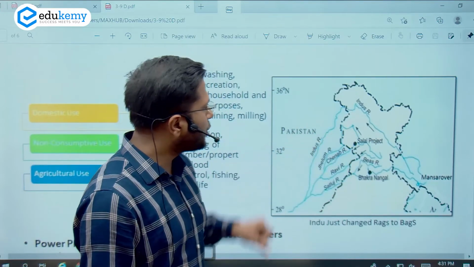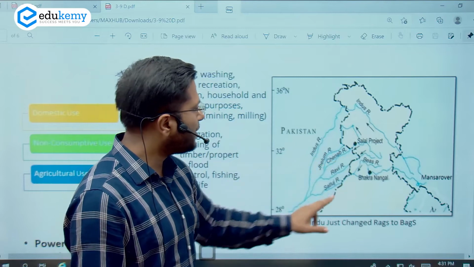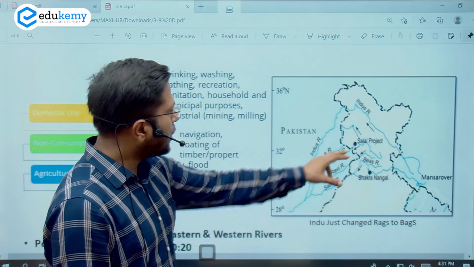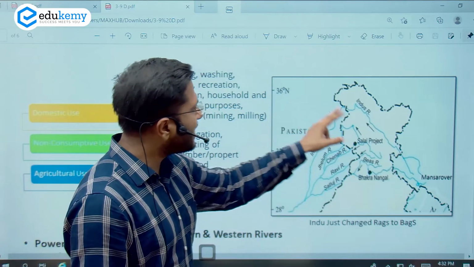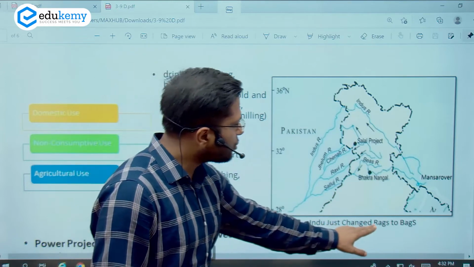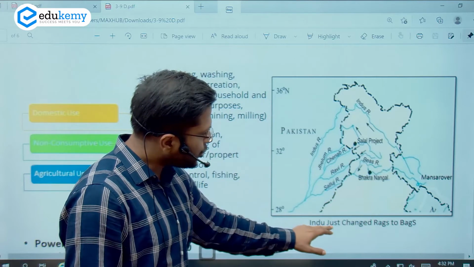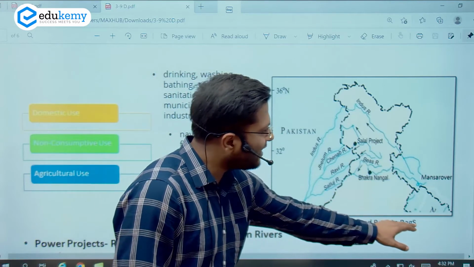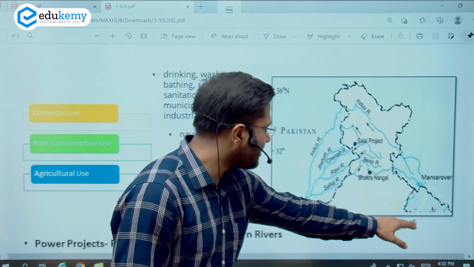Some left bank tributaries as well, which are Jhelum, Chenab, Ravi, Beas and Satluj. Before moving ahead, a quick way to remember the left bank tributaries and the river itself is through this mnemonic. Indus, just change rags to bags. Indus, Jhelum, Chenab, Ravi, Beas and Satluj. Bags has Beas and Satluj both.